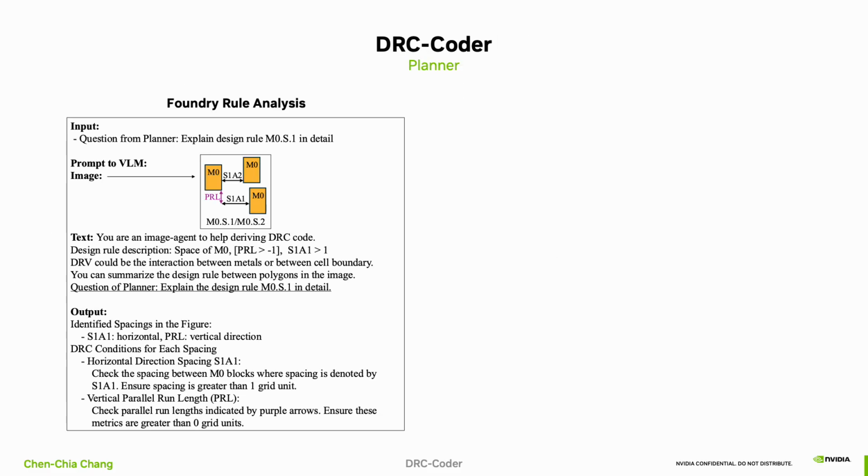These two tools: the foundry rule analysis will take the question from the planner. In this example figure, the planner asks to explain the design rule in detail. Inside this tool, there is a vision language model that will be prompted by the image of the design rules. The text is also part of the prompt, and we will provide the question from the planner. And then the VLM will answer based on the image and the question. We need to identify some spacing in this design rule and what the DRC condition is for these rules.